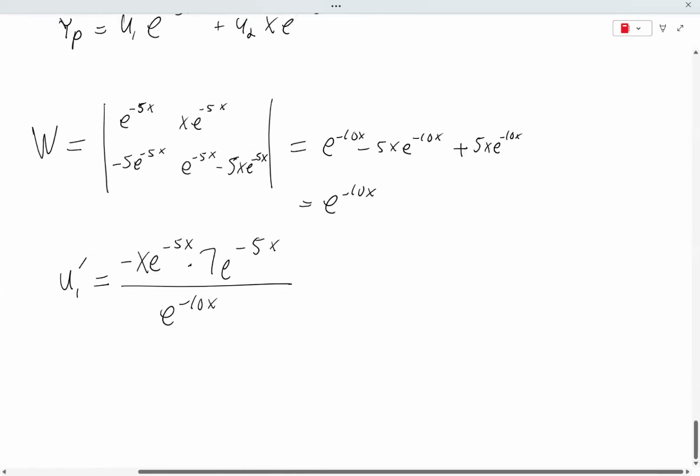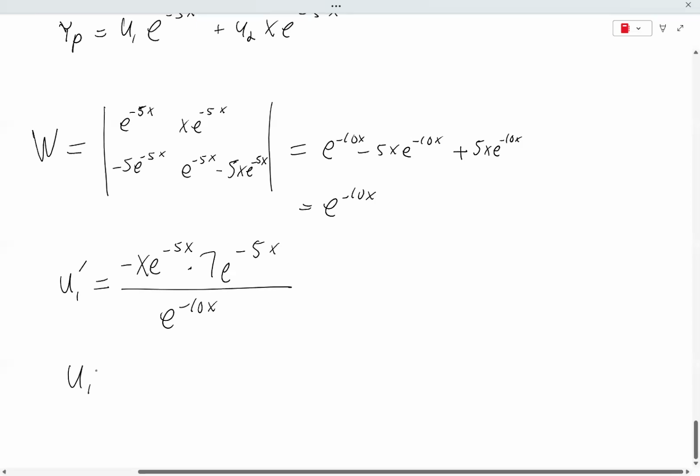Okay, and then if you clean that up, now you notice what happens here. So you get u1 prime is equal to, nice cancellations happen here, right? And you get negative 7x.